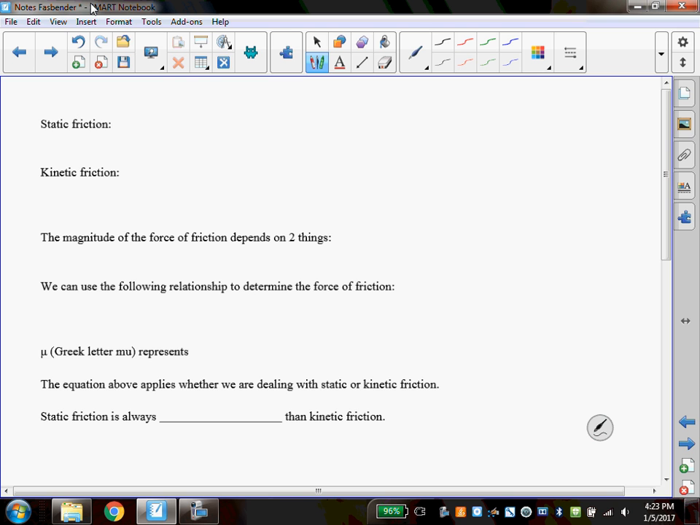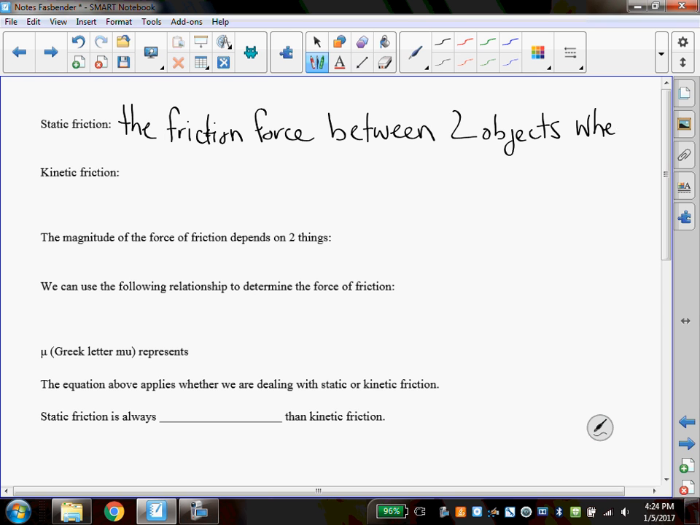Now, if you've ever heard the phrase, it's hard to get something moving, but it's a lot easier to keep it moving, that is totally true, especially when it comes to friction, because it turns out that there are two kinds of friction. There is static friction, which is the friction force between two objects when they are not sliding against each other.